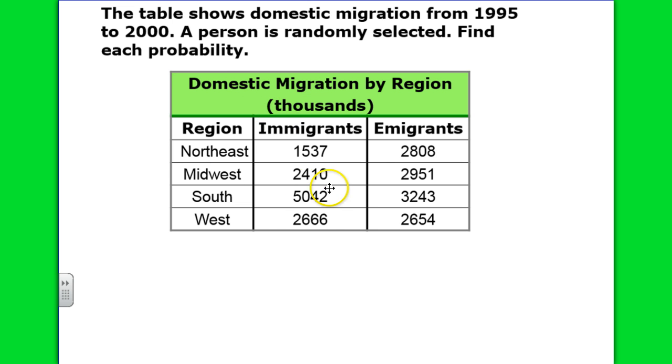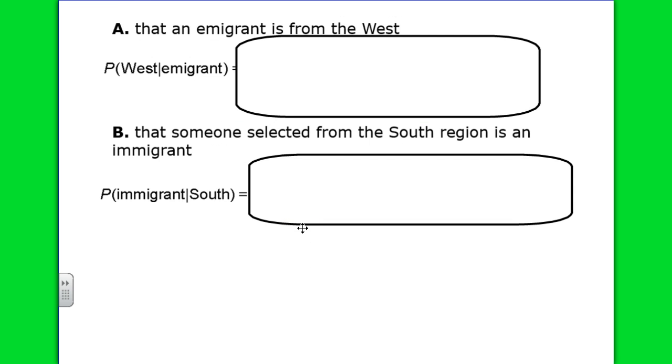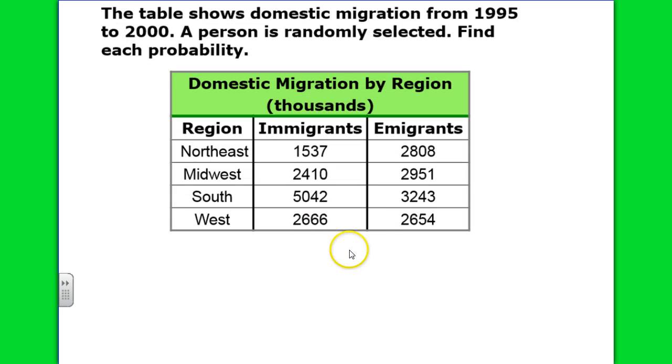So how would you find, well, let's find a more specific question, that an immigrant is from the West? Do you know the difference between immigrant and emigrant? Immigrants coming in, emigrants going out. Good. Kara's saying it. Immigrant is entering, like entering the Northeast, 1537. Entering the West, 2,666 in thousands, so we would add 3 zeros to that. So it's 2 2/3 million here. Emigrants is leaving an area, okay? So leaving versus arriving to.